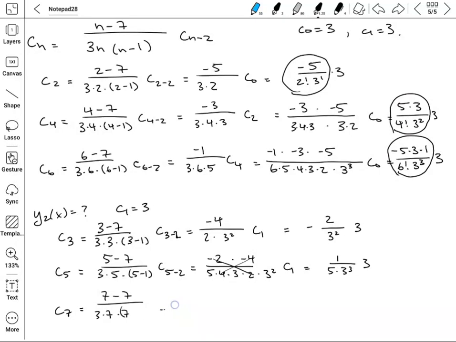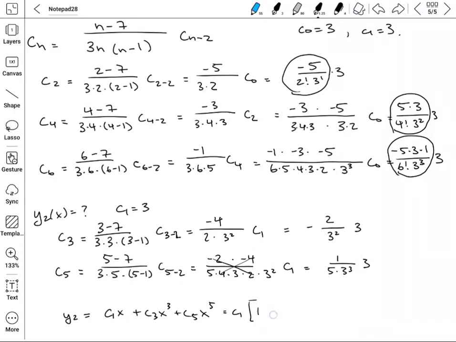And then after you've done this, you've got to go ahead and plug it all into the y2 that actually has your powers of x in it to get your final answer. So y2 is going to be C1 times x to the power 1, plus C3 x to the power 3, plus C5 x to the power 5. Nothing else after that because our coefficients go to 0.